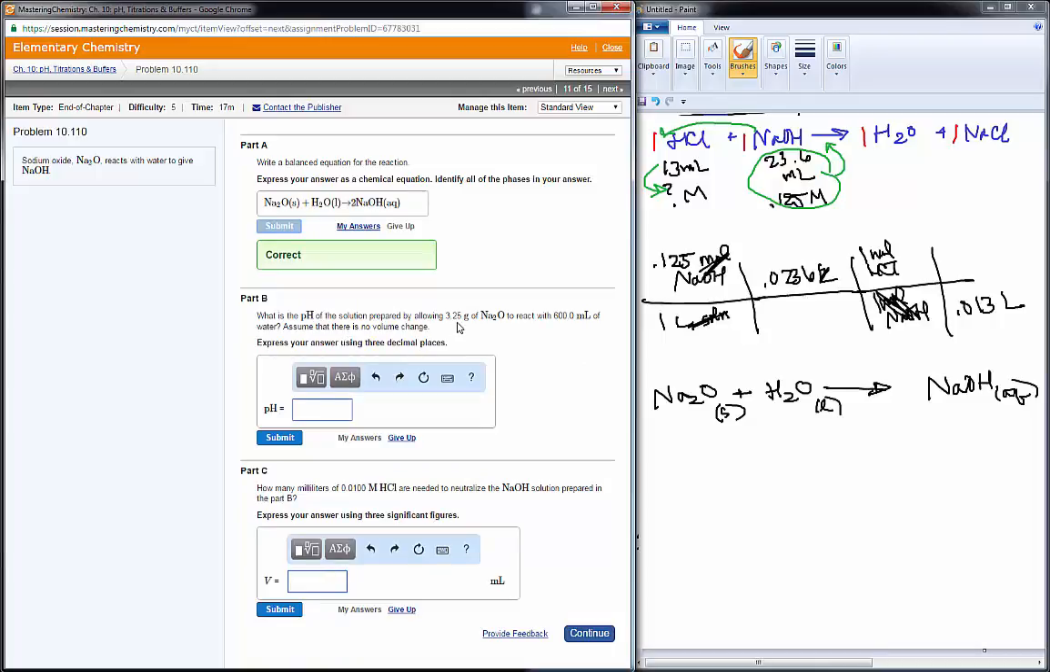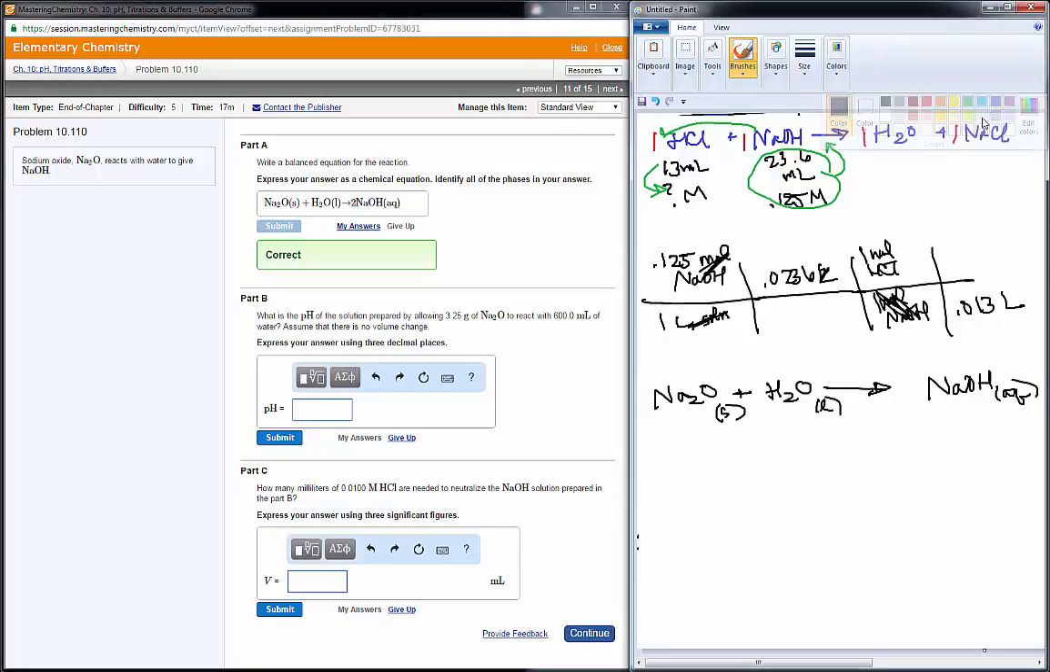What is the pH of a solution prepared by allowing 3.25 grams of sodium oxide to react with 600 milliliters of water? There's no volume change. Then what we've got going on here is 3.25 grams of this with 600 milliliters of water, or 600 milliliters of solution. So I'm going to go from grams of sodium oxide to moles of sodium oxide, and then moles of sodium oxide to moles of sodium hydroxide. It's going to be 2 moles of sodium hydroxide.